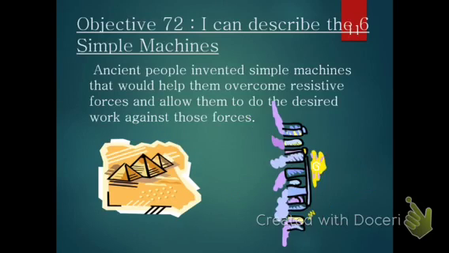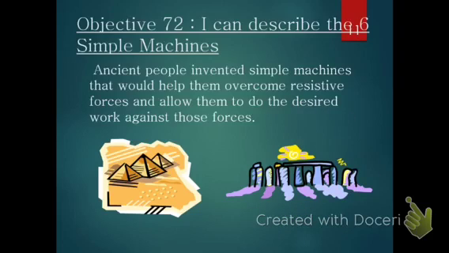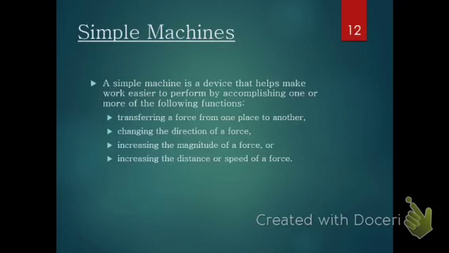All right, we need to be able to describe the types of simple machines. Simple machines are devices that are used to help make work easier. Okay, and they do this in several ways. They either transfer a force, or change the direction of the force, or increase the magnitude, or increase the distance. All right, again, guys, if I'm talking too fast, just pause the video, record what you need to record, and then press play.